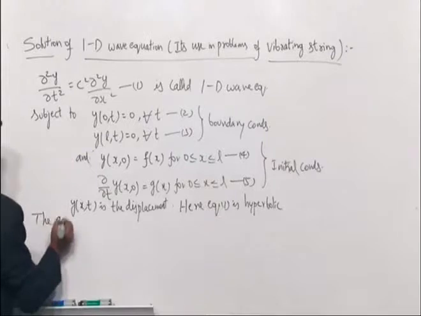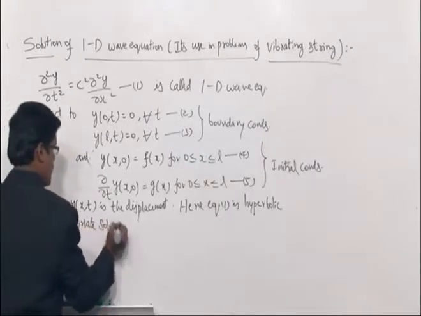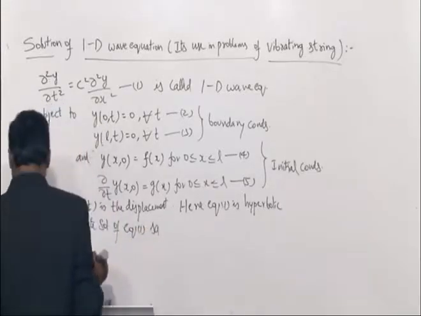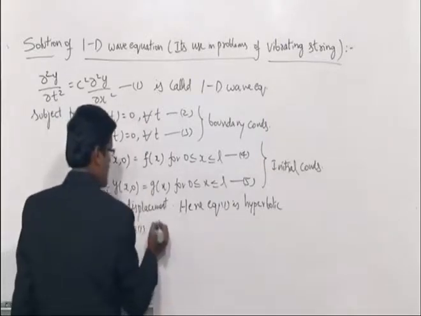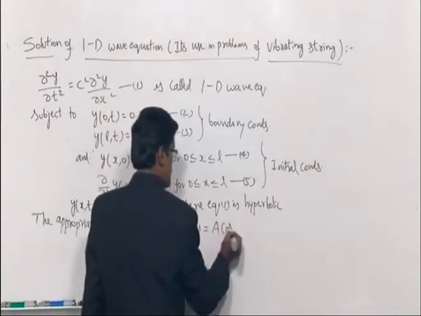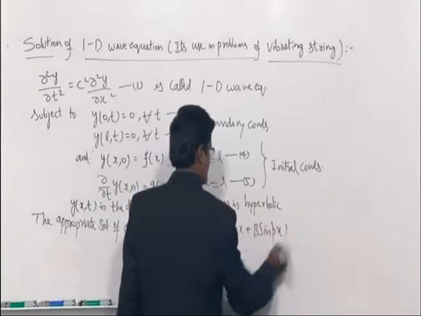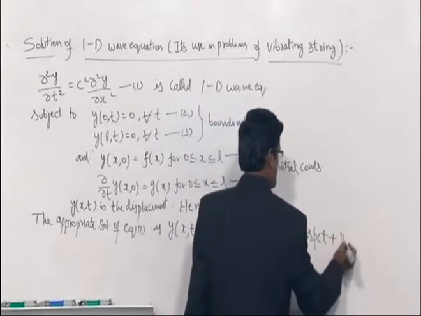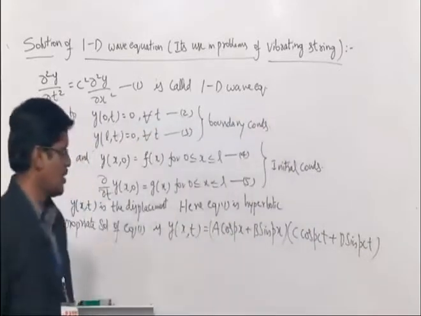The appropriate solution of equation 1 is, given, y of x comma t is equal to (A cos px plus B sin px) times (C cos pct plus D sin pct). Because of the 4 conditions, we have to determine the constants A, B, C, D and p also.